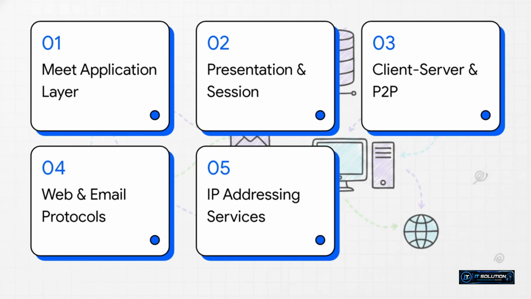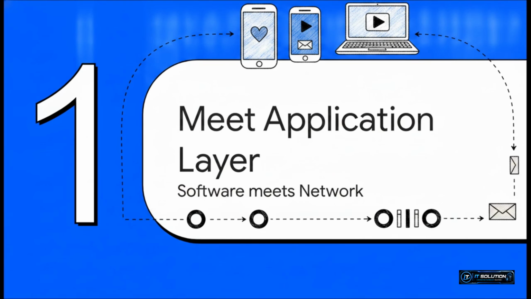To make sense of all this networking alphabet soup, we are going to structure our journey through 5 clear architectural sections. First, we'll meet the application layer, then dig into the presentation and session layers, compare client-server and P2P models, explore web and email protocols, and finally, look at some essential IP addressing services. Okay, let's jump straight into Section 1, Meet the Application Layer, the interface between software and network.